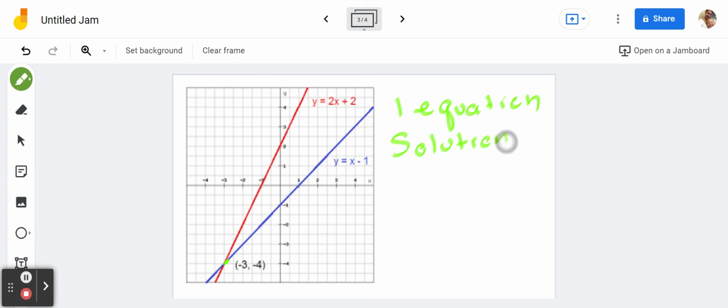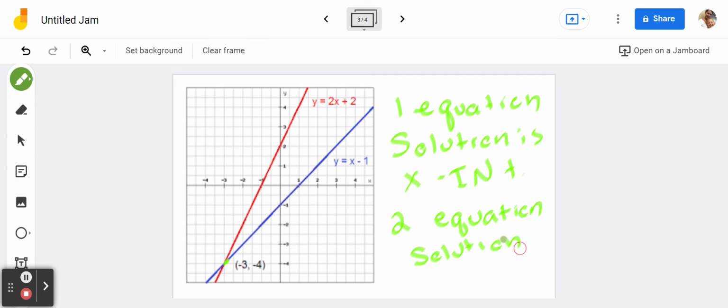solution is x-intercepts. Okay? But when I have two equations, then my solutions are the intersection. Okay, that's the intersection of the two equations.